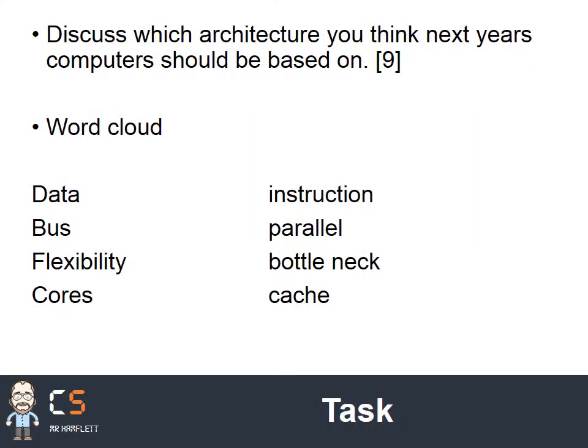So here's a task for you to have a go at. Discuss which architecture you think next year's computer should be based on. The core idea behind this question is really to think about which architecture is better and why. I've put a little word cloud underneath just to give you an idea of some of the things you might want to include in it.